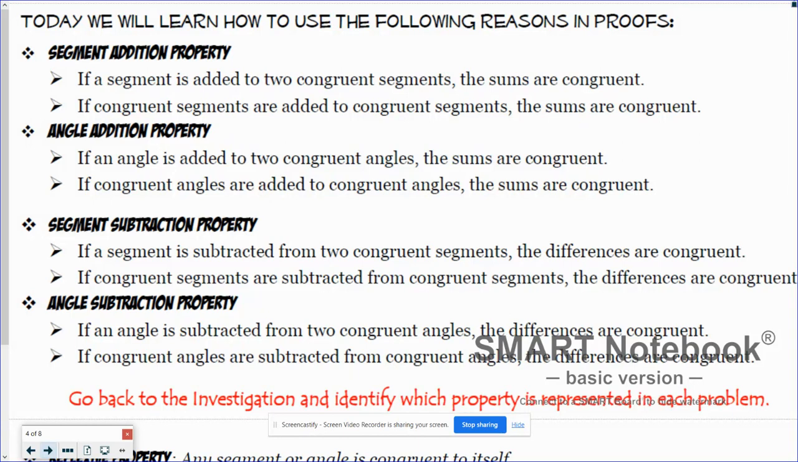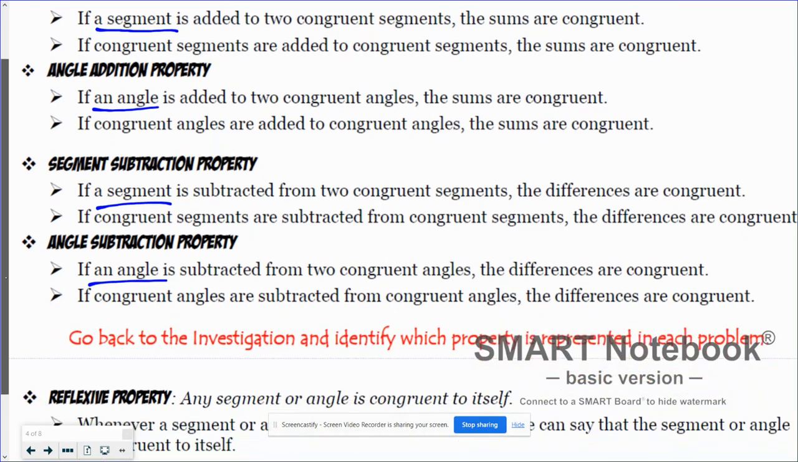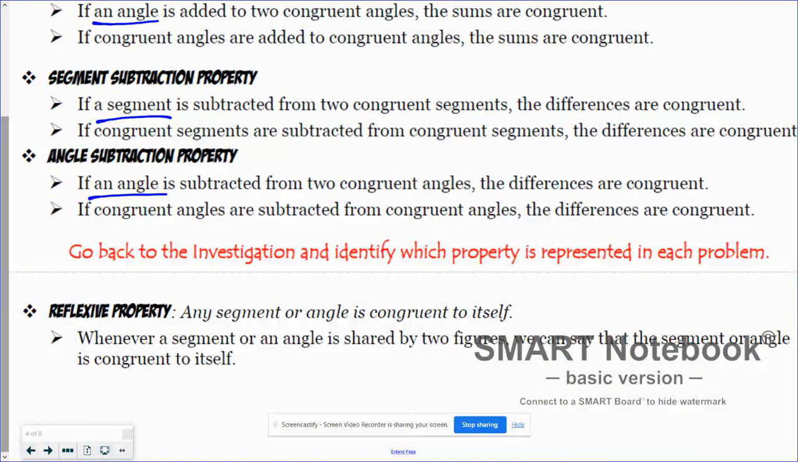Now notice there's like if a segment is added, if an angle is added, if a segment is subtracted, if an angle is subtracted. When you find yourself doing that, then your proofs are going to feature something called the reflexive property. The reflexive property basically says that any segment or angle is congruent to itself.